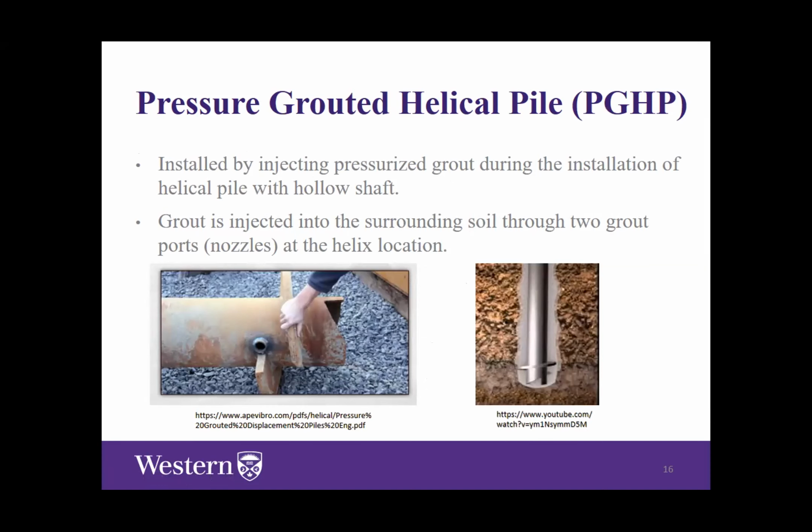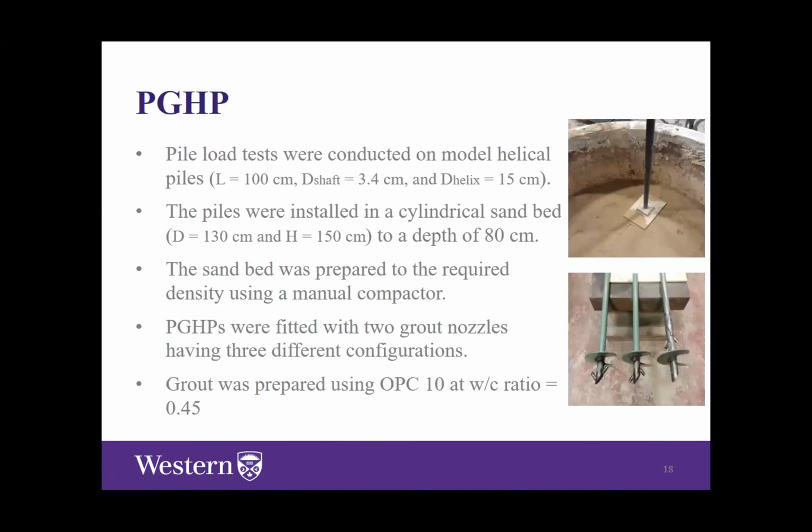API uses grout nozzles with this shape. But we thought, what will be the effect of the grout nozzles? Maybe the grout nozzles will affect the shape of the created grout column. So we used 3 different nozzle configurations: 2 nozzles above the helix looking downward, 2 nozzles below the helix looking downward, and 2 nozzles below the helix but looking upward.